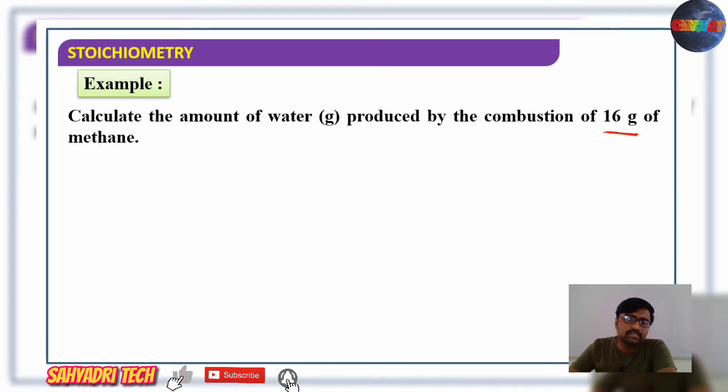Well, the next one: calculate the amount of water produced by combustion of 16 gram of methane. So here they are saying combustion of methane. What is the formula? CH4. Combustion means again we can write O2, giving CO2 plus H2O. Is the equation balanced or not? Not balanced. So CH4 plus O2 gives rise to CO2 plus H2O.